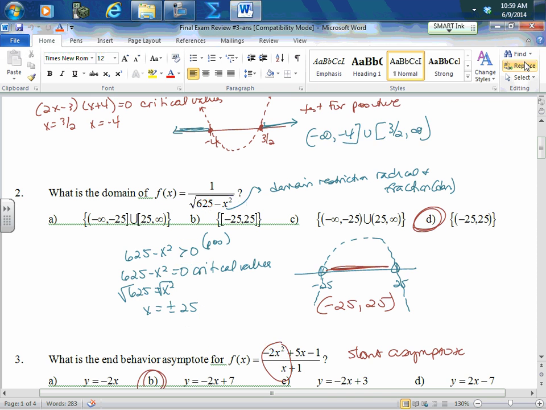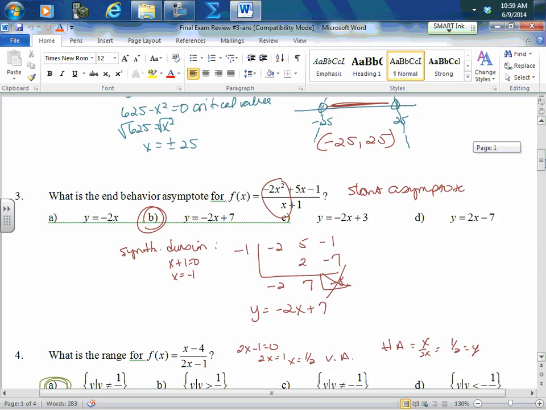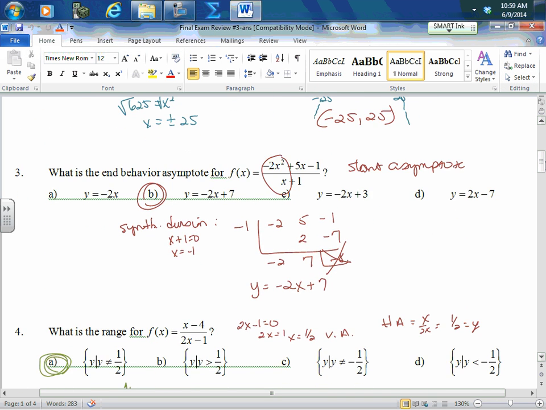And it's been a while since we did these. Okay, here's your slant. Here's your slant asymptote. When the numerator is 1 more than the denominator, we have a slant. We have no horizontals. Aaron, put your phone away. We have no horizontals, but we have a slant.